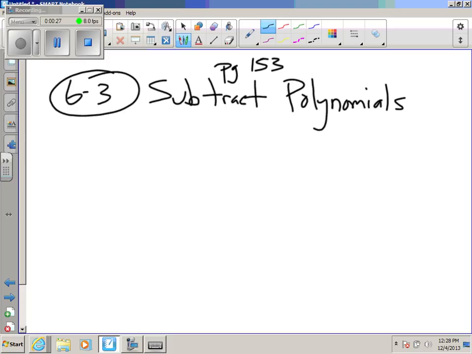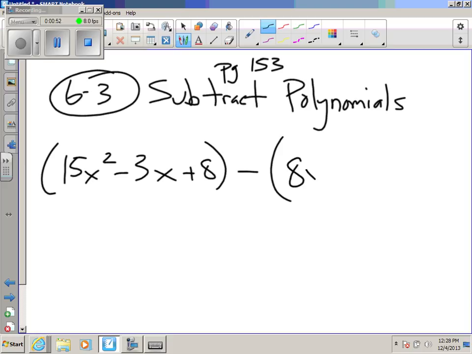What we're going to do for today is just a small twist to what we did yesterday. Okay? I'm going to show you what we're going to do. So let's take, for example, the one that they give us. 15x squared minus 3x plus 8 minus 8x squared plus 5x minus 3.